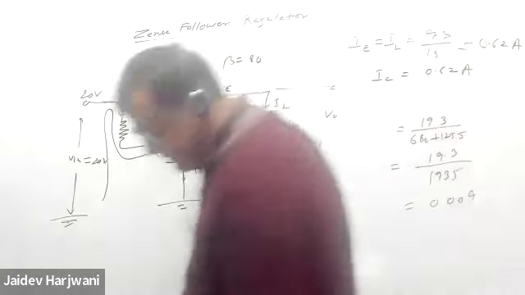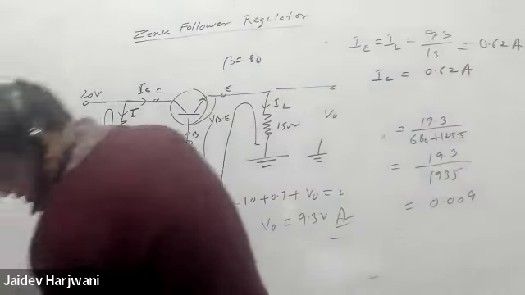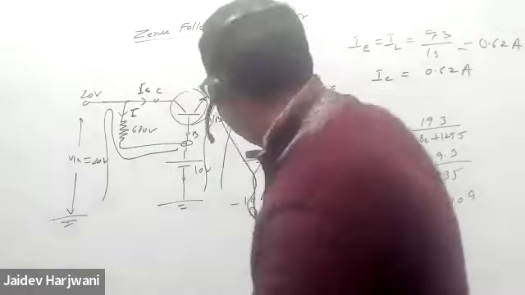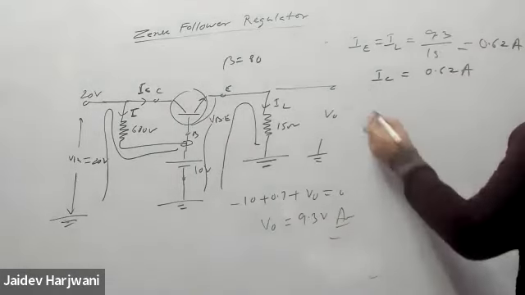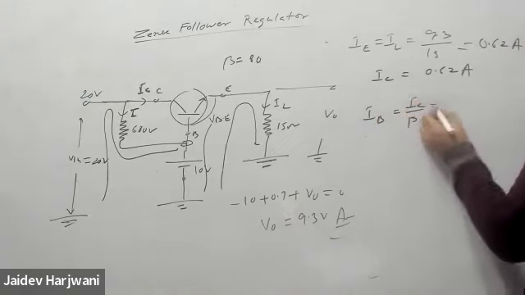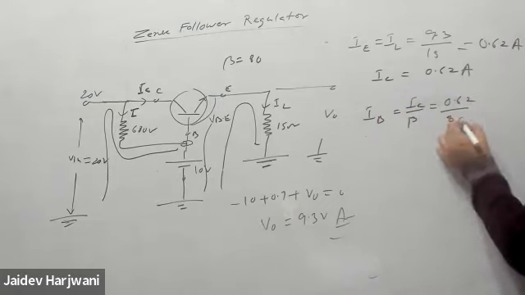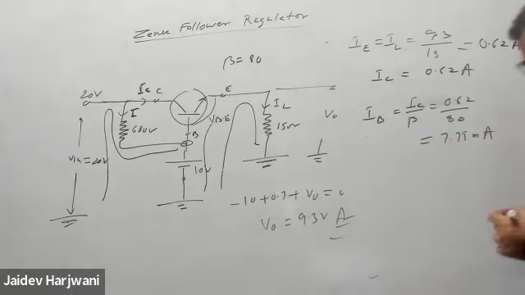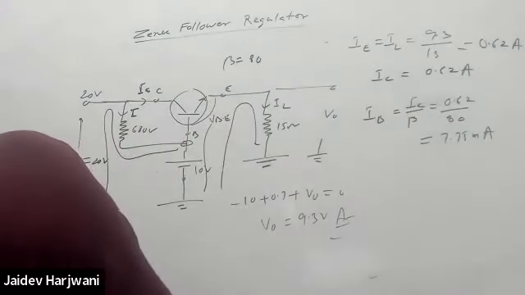Now you can find IB. IB will be IC upon beta, which is 80. So IB is 0.62 divided by 80, which comes out to 7.75 milliampere. Check it. Yes, now you know IB.